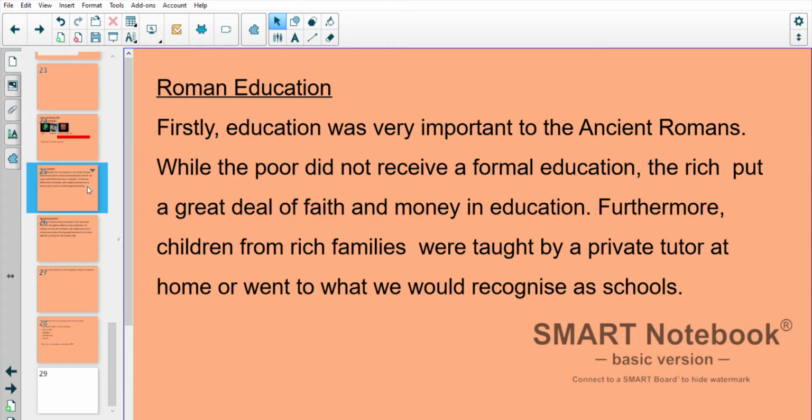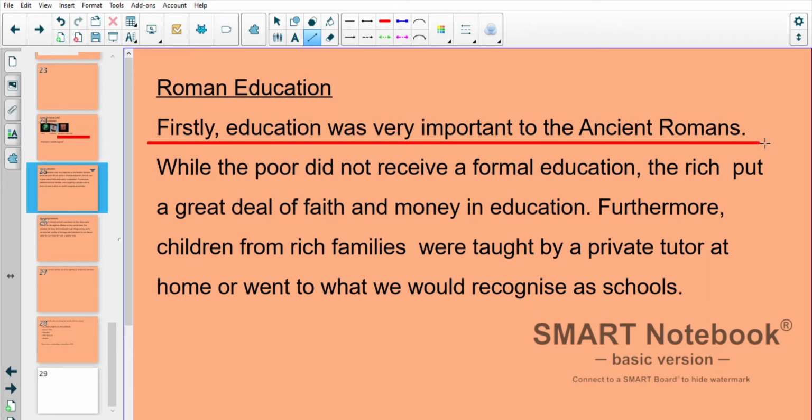Now I've written a paragraph about Roman education, but I want to know which part is the point, which is the evidence, and what part I am explaining. So as I read it through, what is my short first sentence that tells me what I am writing about? Well, it is this bit here. Firstly, education was very important to the ancient Romans. That is telling me that it was very important. So this here is my point.